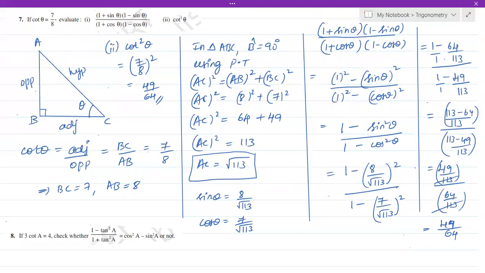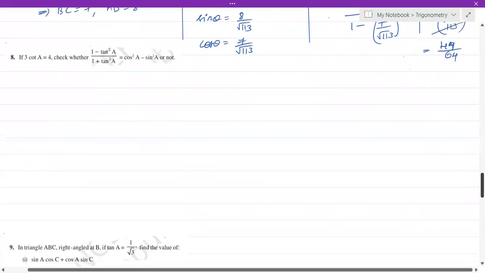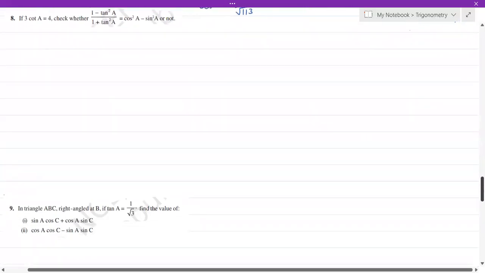It's very simple. They have given you cot theta. By that, we got two sides and we found the third side using the Pythagoras theorem. Now you have to find the value. In that expression, what are there? Sin theta and cos theta. So find the value of sin theta and cos theta, substitute that, and you will get the final answer. Very, very easy one. The next question is also a similar one.